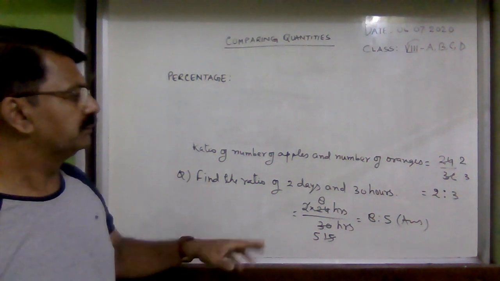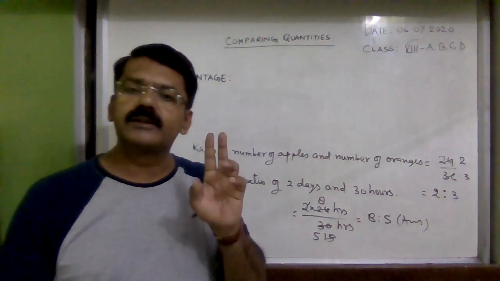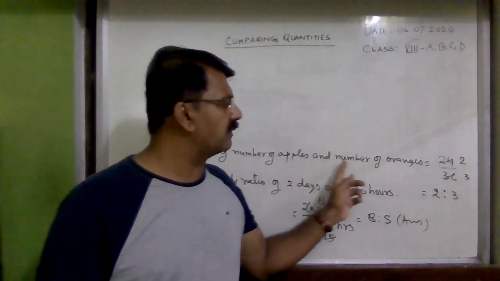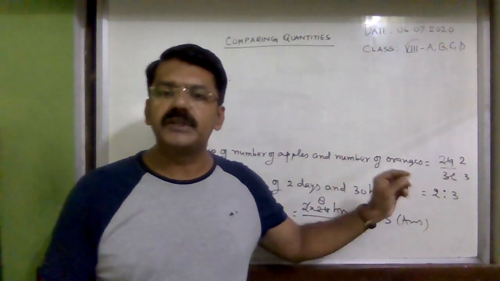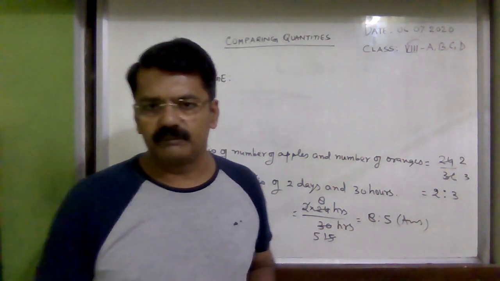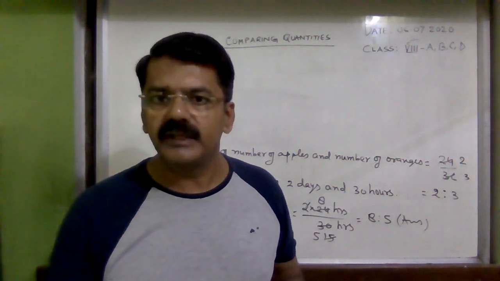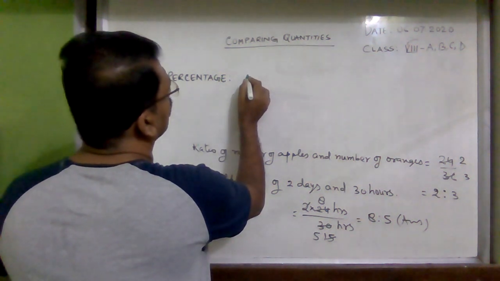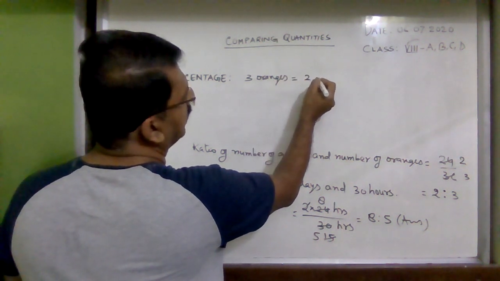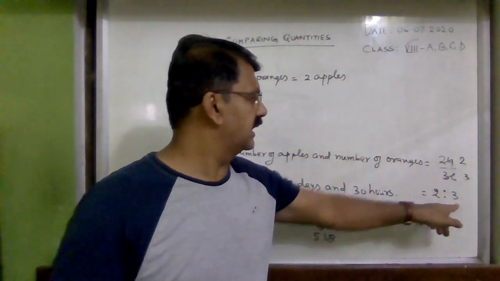For example, the ratio of the number of apples and the number of oranges was 2 is to 3. That means there are 2 apples for every 3 oranges in that fruit basket. I repeat, the ratio was 2 is to 3, which means for every 2 apples there will be 3 oranges in the basket. Now we want to see if there are 100 oranges, then how many apples will be there? If 3 oranges, then there are 2 apples.